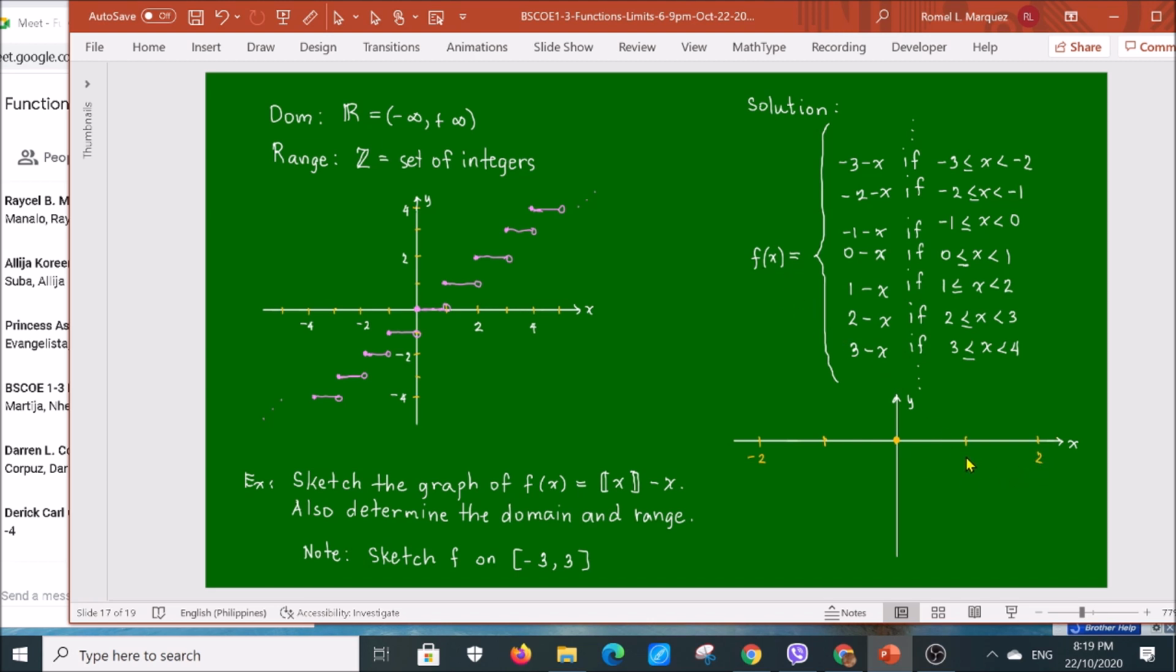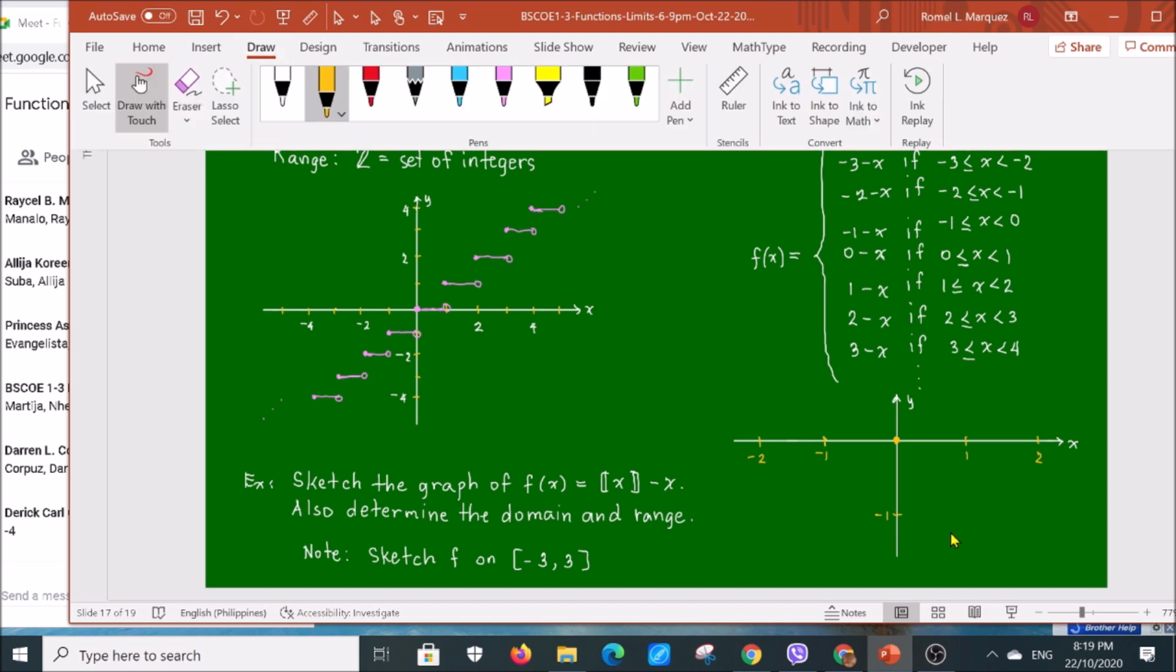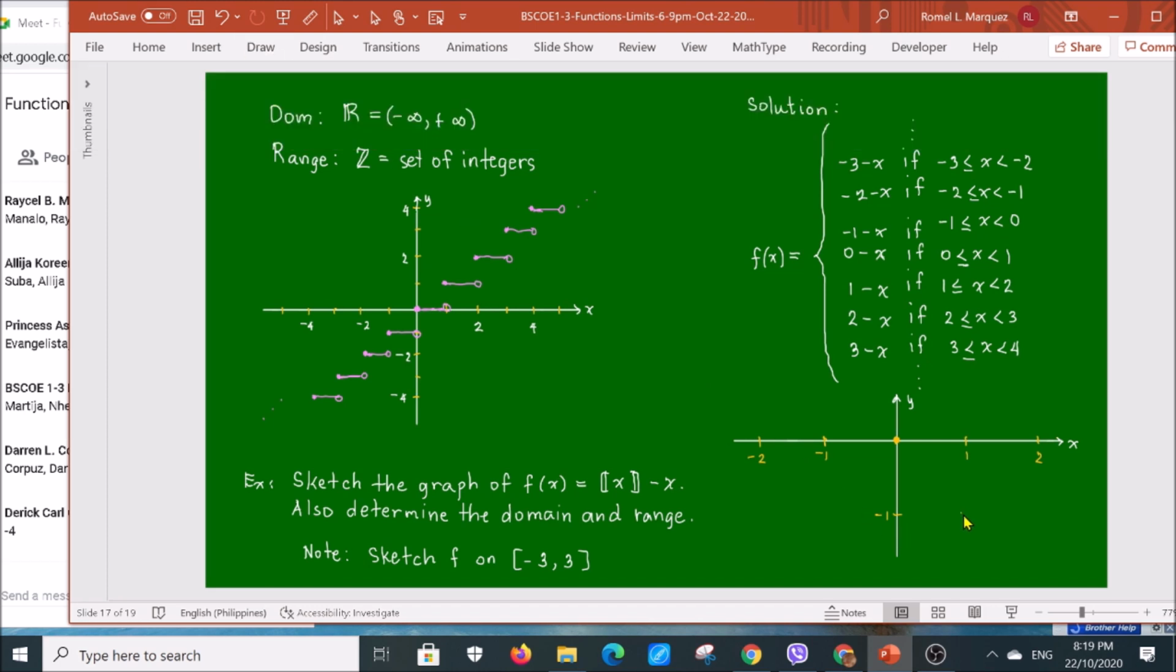Okay, this is 1, this is negative 1. When x is 0, the value is 0. When x is 1, 0 minus 1 is negative 1, but not included. So let's say this is negative 1, but not included, children. Let's have the graph. Not included, so here it is open.